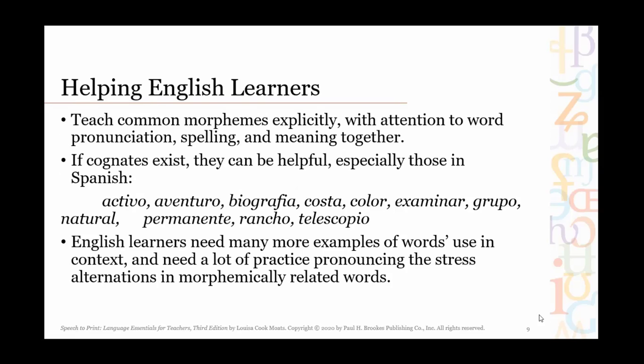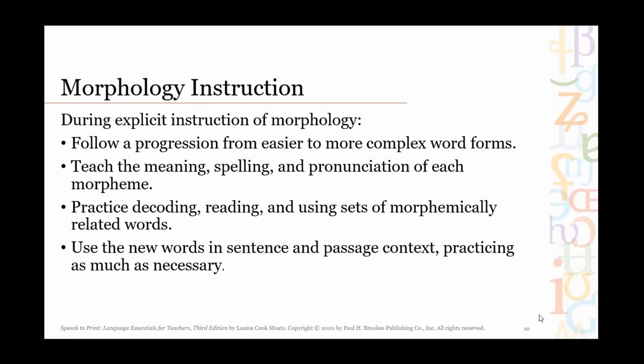Let's think about helping English language learners. Teach common morphemes explicitly with attention to word pronunciation, spelling, and meaning. If cognates exist, they can be really helpful, especially those in Spanish. Here are some examples on the slide. English learners may need more examples of words used in context and need a lot of practice pronouncing the stress alternations in morphemically related words.